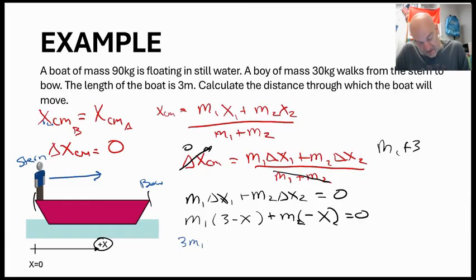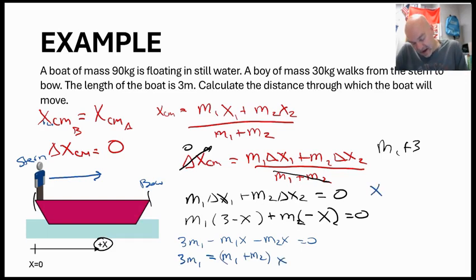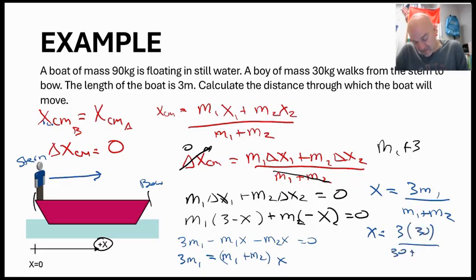So I get 3m1 minus m1x minus m2x equals 0. So then I have 3m1 equals m1 plus m2 times x. There we go. And so x, which is how far the boat moves, is 3m1 over m1 plus m2. m1 is our person, m2 is our boat. And so we end up with 3 times 30 over 120, which is equal to 0.75 meters.